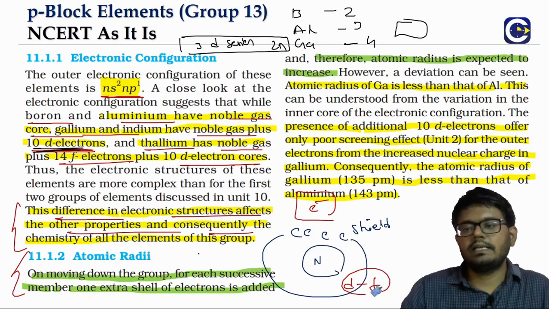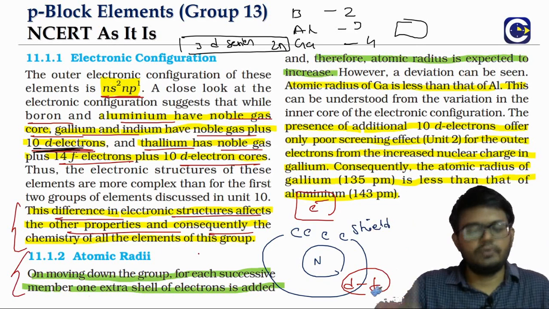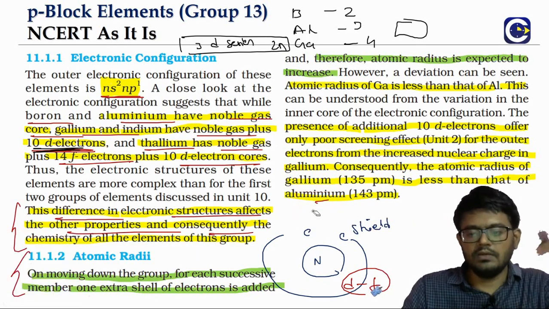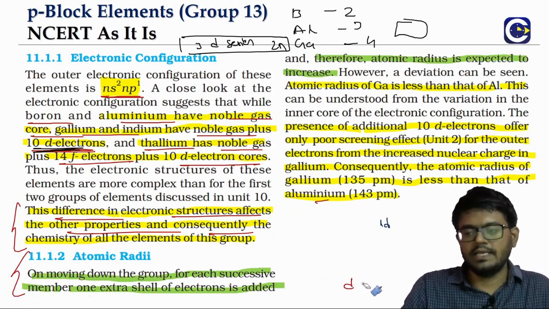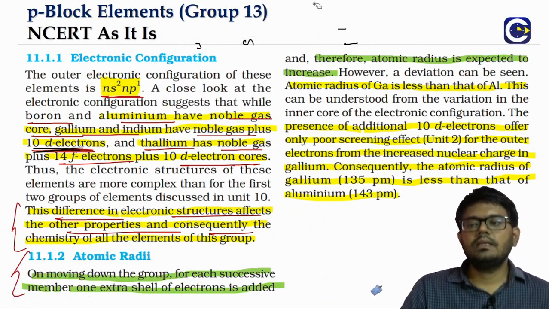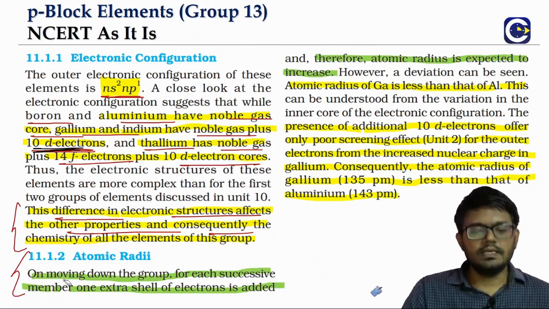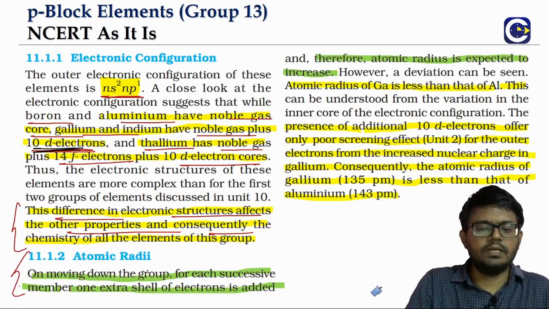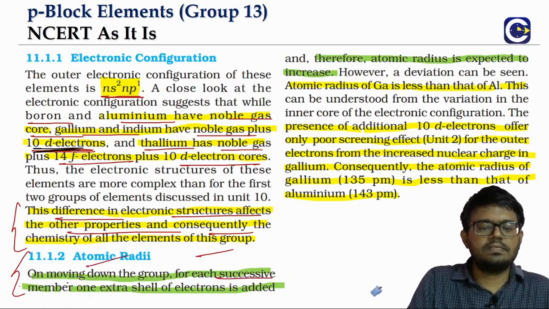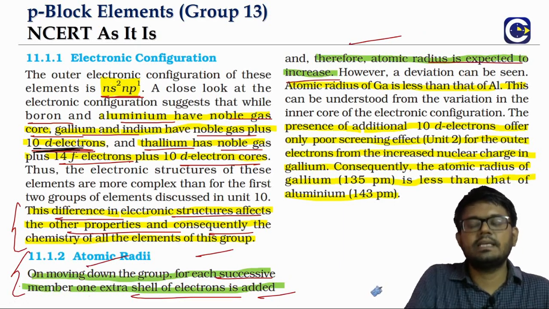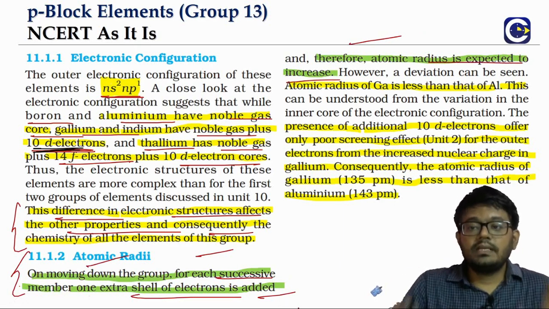What is the general understanding on moving down a group, any group you take? We are adding an extra shell. One element below means we are adding one extra shell. So what is expected is that the size will be increasing. As we move down the group, for each successive member, one extra shell is added, so we expect the atomic radius to increase. But here we have an anomaly.